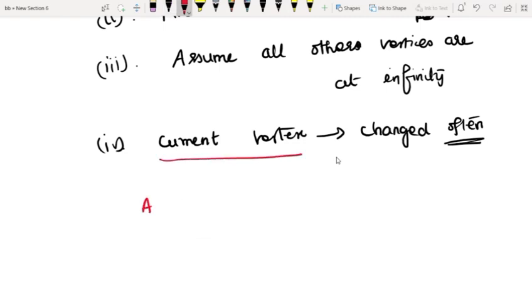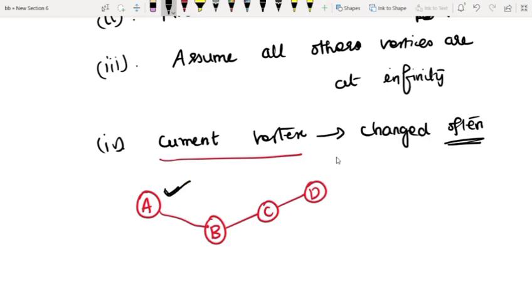Okay, let me say A is my starting vertex, and B, C, and D are other vertices that are connected. A is my starting vertex. Now I may stand at B, then I can calculate the distance from A to D. Then B becomes my current vertex. Then I can walk to C, then I can calculate the distance from A to D. Now C becomes my current vertex, right?